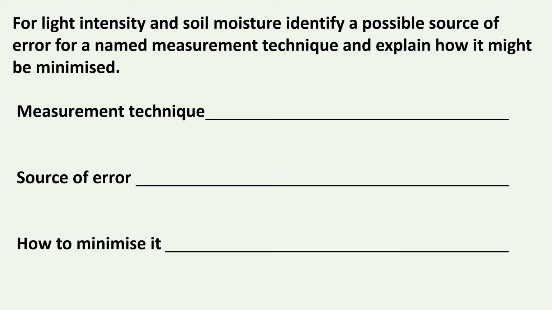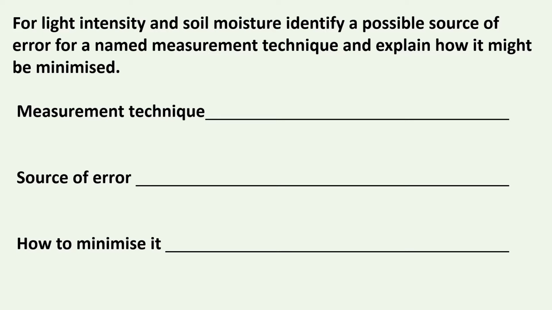Welcome to the fourth video for Life on Earth. You should now know all about abiotic factors, and you should be able to pause the video and answer the starter question before I go over the answer. The question says, for light intensity and soil moisture, identify a possible source of error for a named measurement technique and explain how it might be minimized. So you need to put your measurement technique, your source of error, and how to minimize it.